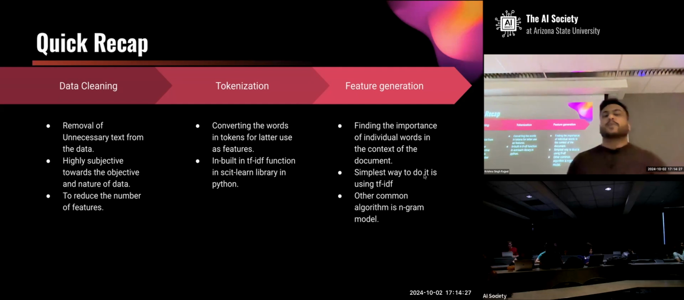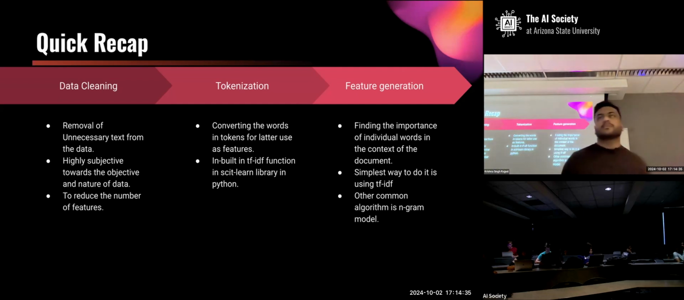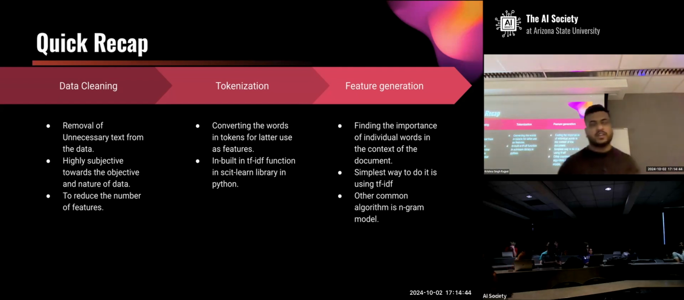And after that, we perform tokenization. Tokenization is nothing but converting those words into separate tokens so that later we can assign individual numbers to those words so that the machine can understand, because machine only understands numbers. Every machine learning algorithm works on numbers in the end.